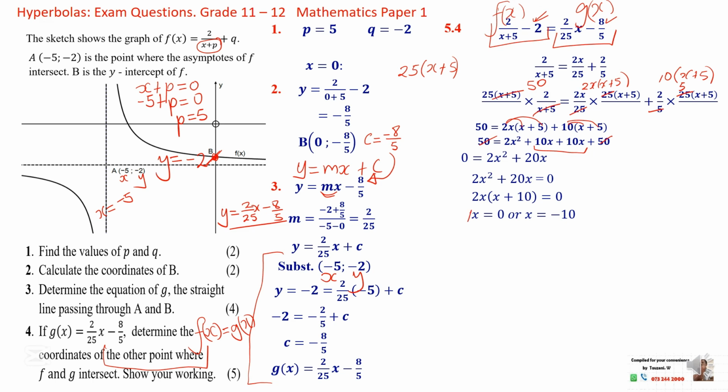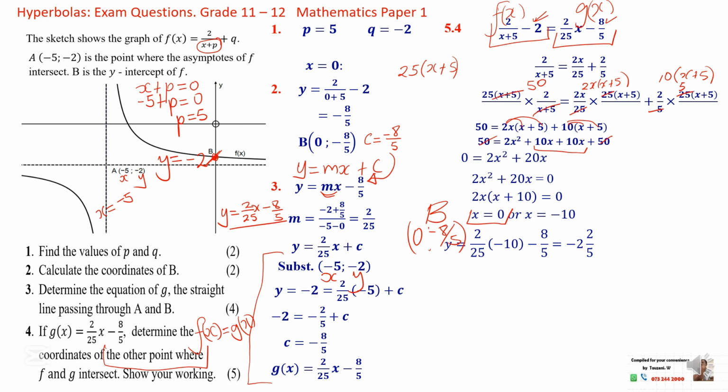This one is for point B. At point B, the coordinates of B are 0 and negative 8 over 5. This is the 0 that we got. So we want the other coordinate, which means we must find the value of y when x is equal to negative 10. You go back to the equations, the linear one preferably because it's shorter. Then in that equation, we replace x with negative 10.